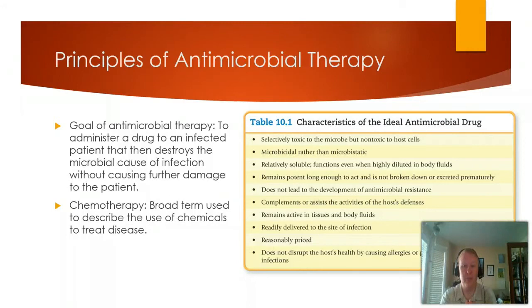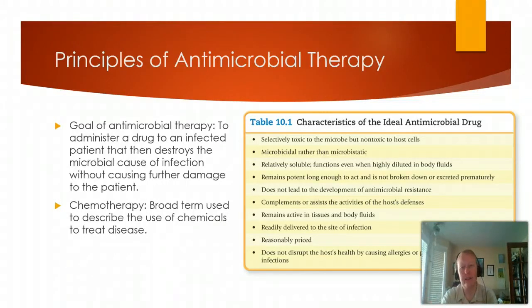Principles of antimicrobial therapy. It's hard for us to believe that the medications that you and I can take now if we get an infection weren't around 100 years ago. It wasn't until 1930 that the first antimicrobials were developed. So it's really amazing how much they've revolutionized the way that we have been able to treat infections. And in fact, without penicillin, there would have been a lot more deaths in World War II than there actually were. So the goal of antimicrobial therapy is to administer a drug to an infected patient and have it destroy the microbes without harming the patient further. Now this isn't always a perfect situation, but it is something that we aim for.